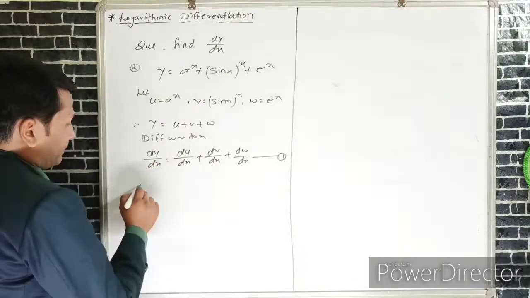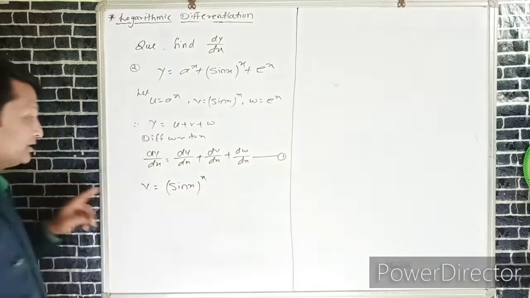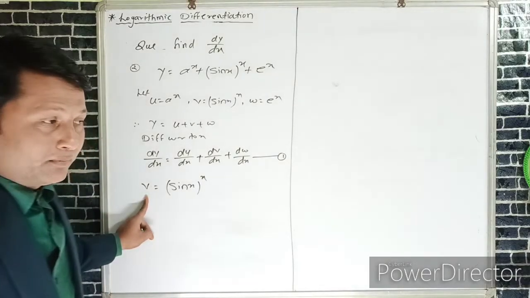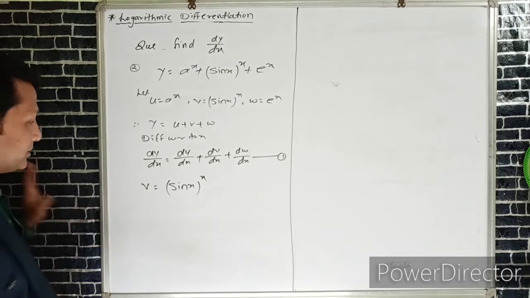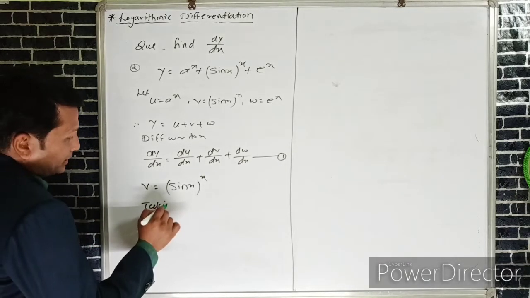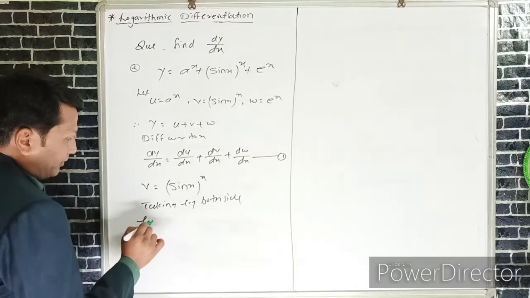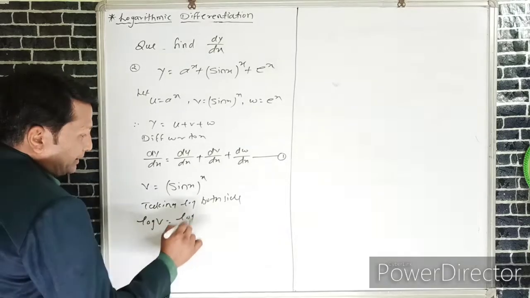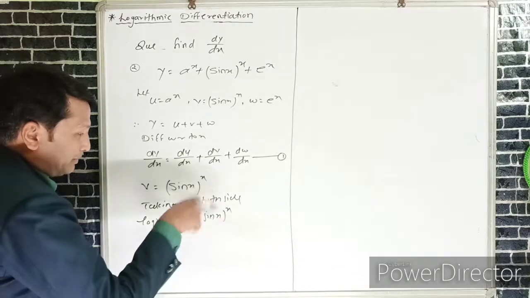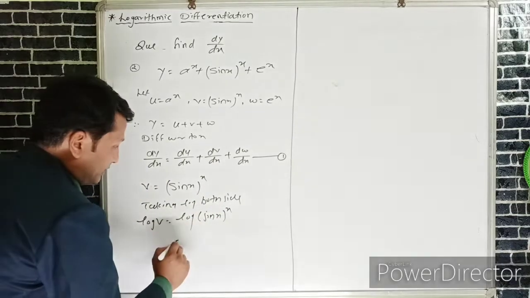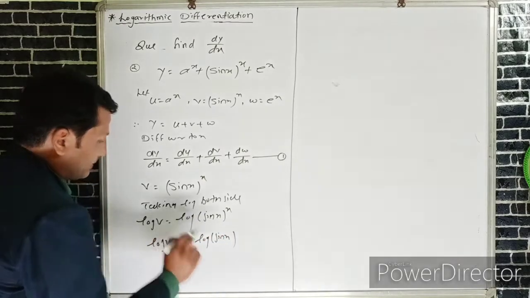First we take v is equal to sin of x raised to the power x. Again it is a complicated function in the power form. If we have to find the derivative of this function, then we first take log on both sides. Taking log on both sides, log v is log of sin x whole raised to the power x. Using log of m raised to the power n is n log m, it can be written as x log of sin x, which is the value of log v.